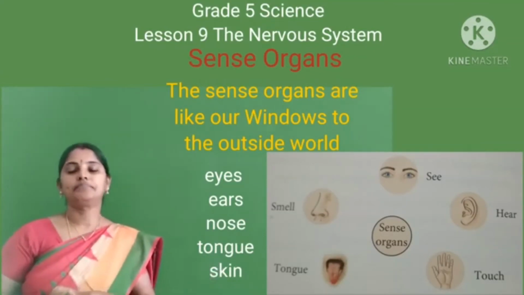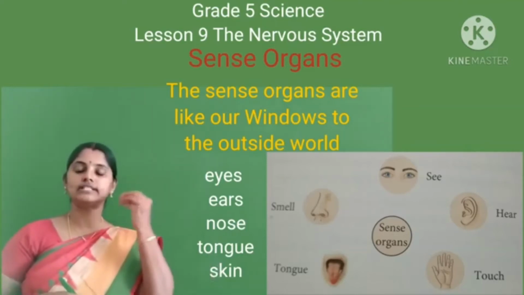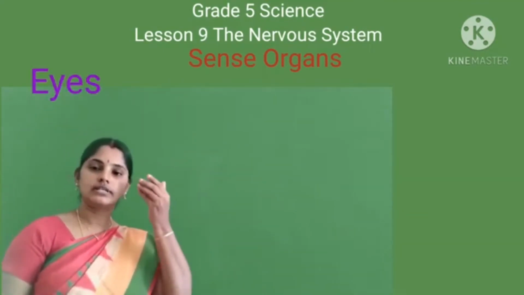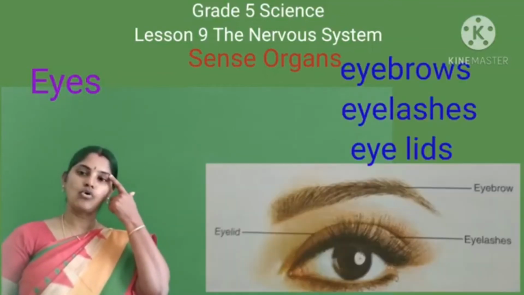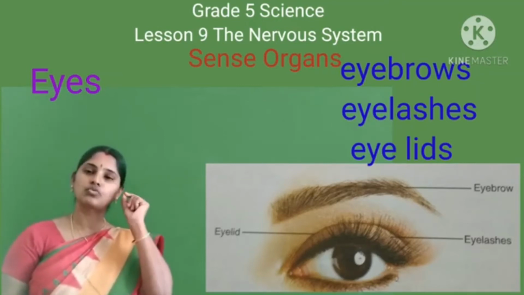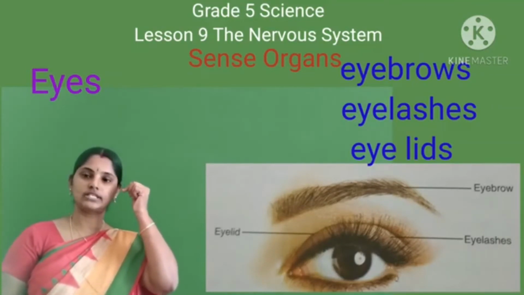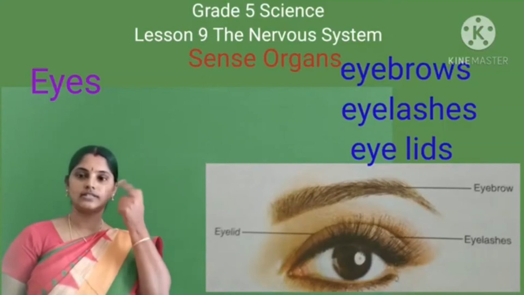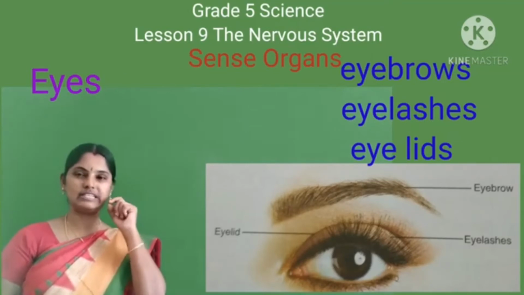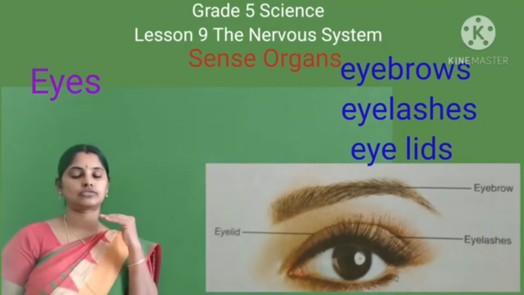Isn't it? Okay. Among these 5 sense organs, we will see the eyes first. The eyes are safeguarded by eyebrows and eyelashes. So what is the main function of the eyebrows? Eyebrows prevent sweat from falling into the eyes. The sweat is salty in nature, no? It irritates the eyes. So it prevents the sweat from falling inside the eyes.